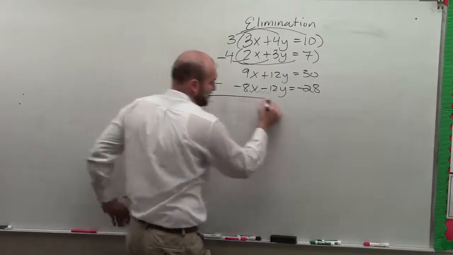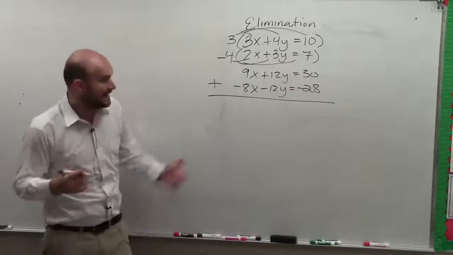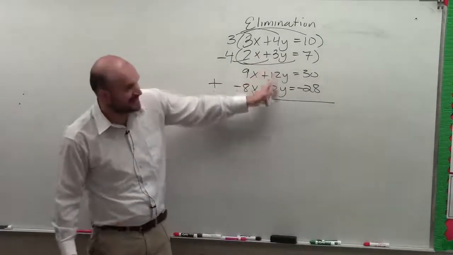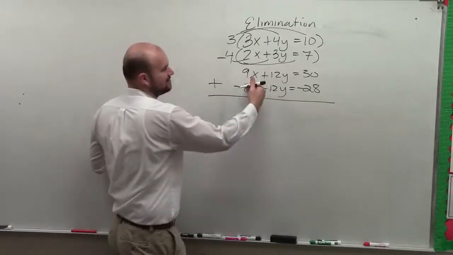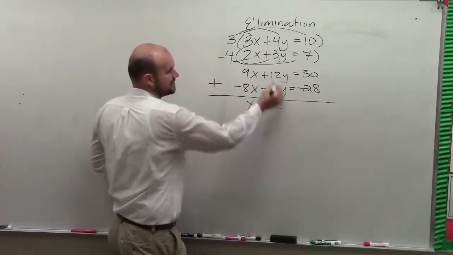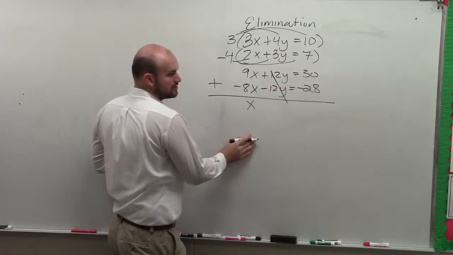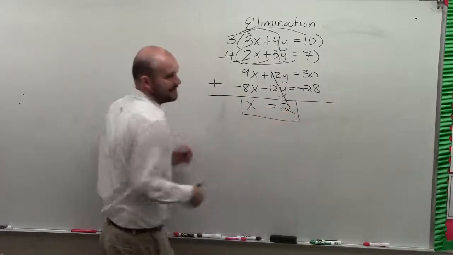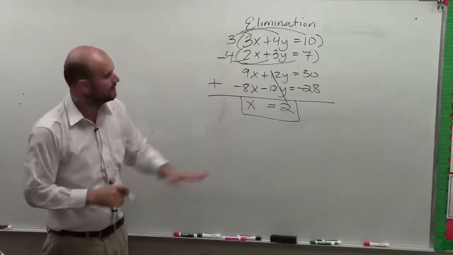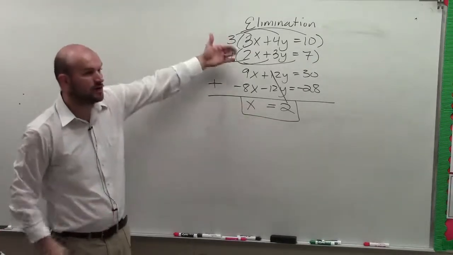Now, I add them, right? And I can add them because you can see these are exactly the same, one's positive, one's negative. So therefore, 9x plus negative 8x is just going to be x. The y goes to 0y, which is just 0, and 30 plus negative 28 is 2. So x equals 2. Now I've got my answer for x. Now we need to figure out what y is.